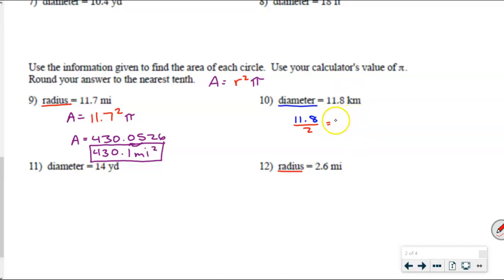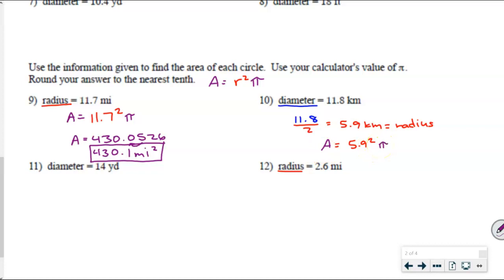Thank you, Trace. 5.9. So now, even though it gave me the diameter, I use that to now say the radius is 5.9. The units of measure were kilometers. They are still going to be kilometers. So now that I know the radius is 5.9 kilometers, what do I do now? What's that next step? Alexis. Exactly. We know the area is equal to 5.9 squared, because that's our radius, then multiplied by pi.